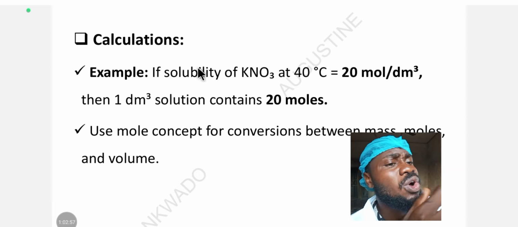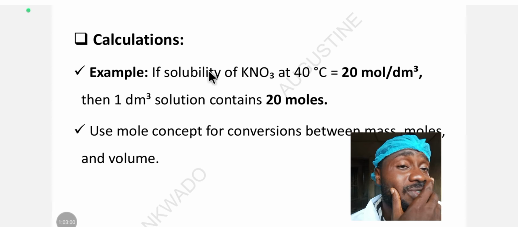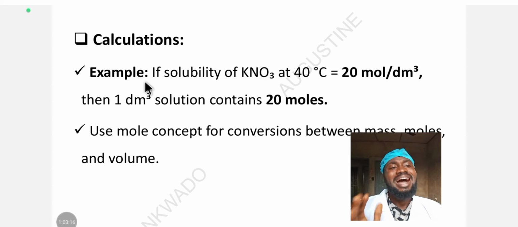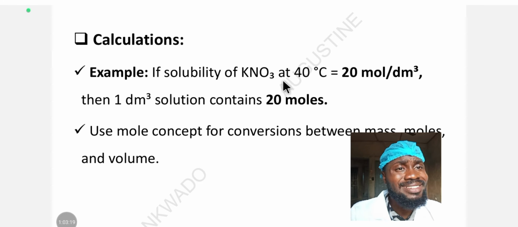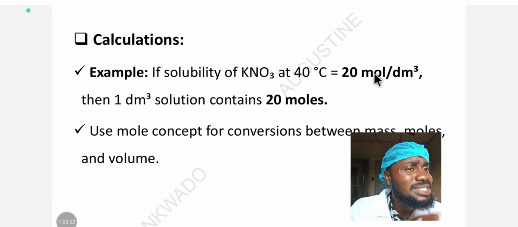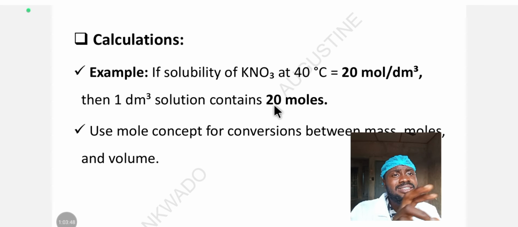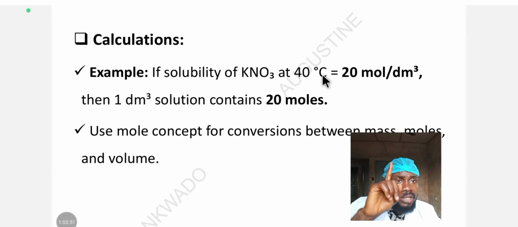Now the calculations under solubility. How do we calculate solubility? It's very easy. For example, you are asked a question: if the solubility of potassium nitrate at 40 degrees is equal to 20 mole per cubic decimeter. This is how they normally ask the question. They will ask how many moles of a substance dissolve in a substance at a given temperature. Since it's 20 mole per cubic decimeter, 1 cubic decimeter of the solution contains 20 moles.